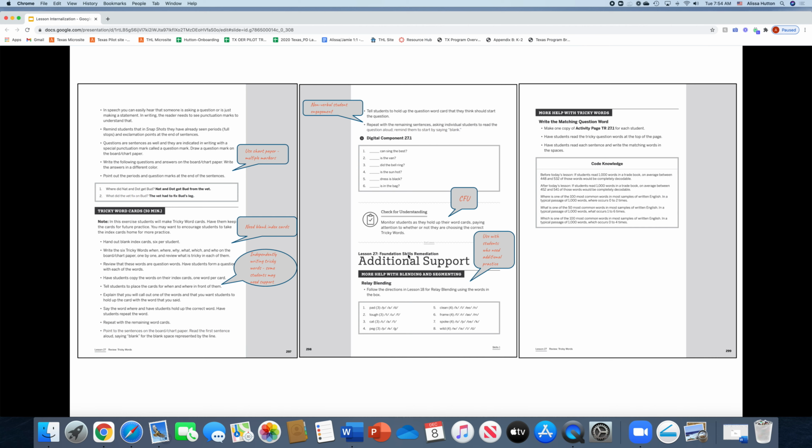In lesson 27, there are a couple of additional support activities I am going to use with those students who need additional practice with blending and segmenting. So I'm going to notate, I'm going to make sure that I'm meeting with these 3 students to do this additional support after we get done with the lesson.